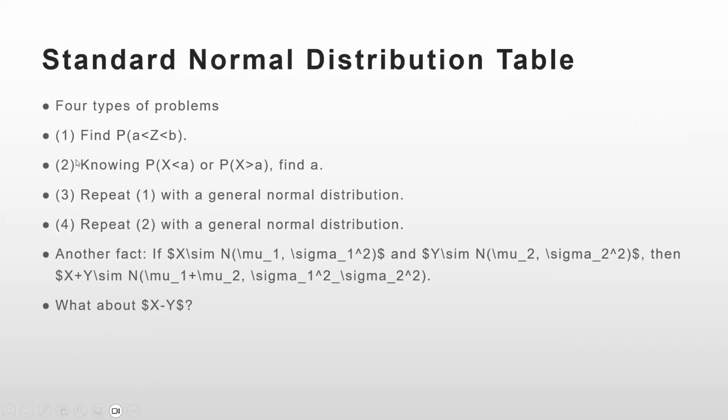Next, there's another fact. If X is normally distributed with mean mu1, standard deviation sigma1, and Y has a normal distribution with mean mu2 and sigma2 squared, and assume that they're independent. I didn't say it here, but let's say X and Y are independent.